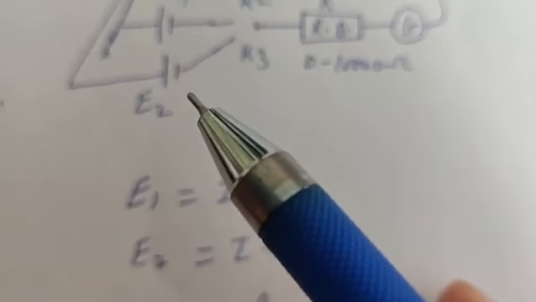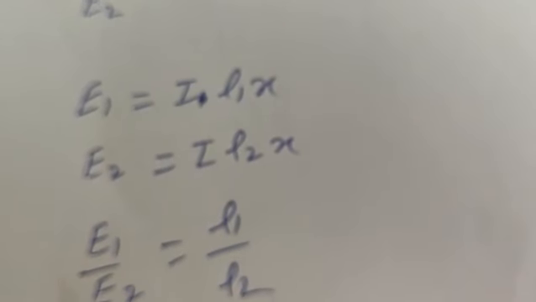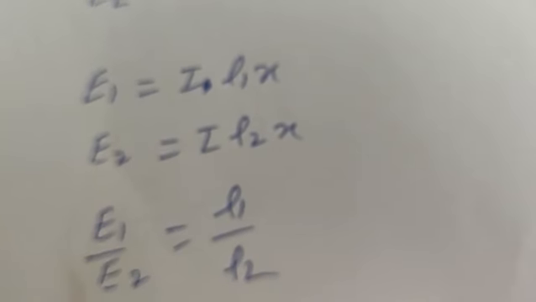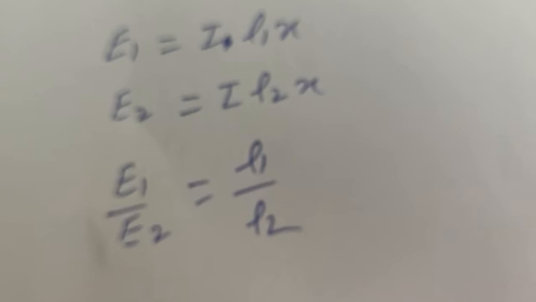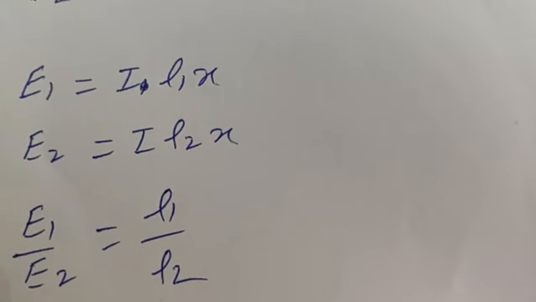Similarly, we will repeat it for E2. For E2, we will insert K3 key. We will insert this key. We will repeat same procedure. Then we will find out where is L2. So E2 will be equal to I L2 X. Then we will divide E1 by E2. So E1 by E2 will be equal to L1 by L2. So we can compare the EMF of two cells, and out of these two cells, if you know the EMF of one cell, then we can calculate the EMF of the other cell.